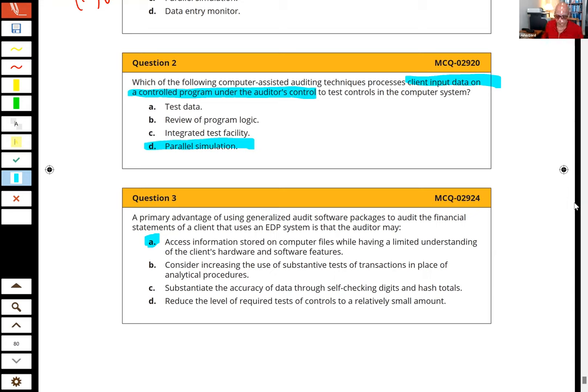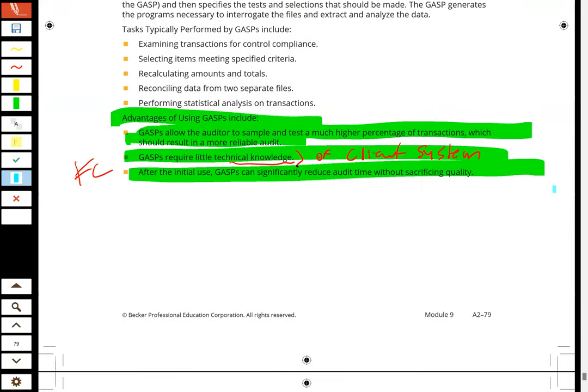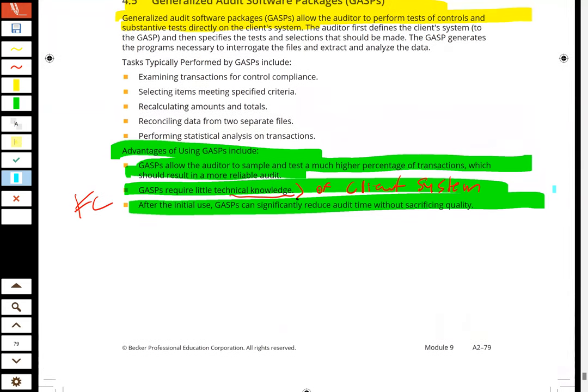So I'm curious about D. Was there somewhere in the text that we said something that made you think that D was correct? Yeah, I can go ahead and speak on that. I'm referring to page 79, just page up. And I'm just looking at the bullet points for advantages of using GASP. And I do see that the bullet points, and maybe it was just not enough language in that second bullet point. Requires a little technical knowledge. I know you scrolled in client system, but still, I would have hoped Becker would probably add that edit in there too.